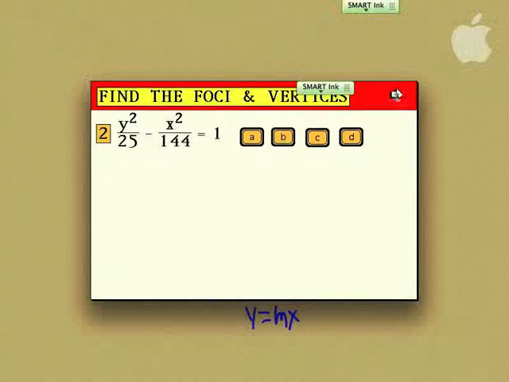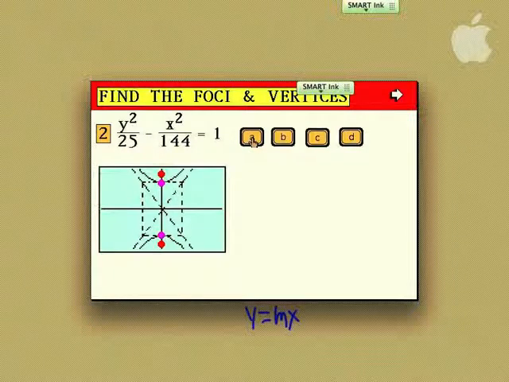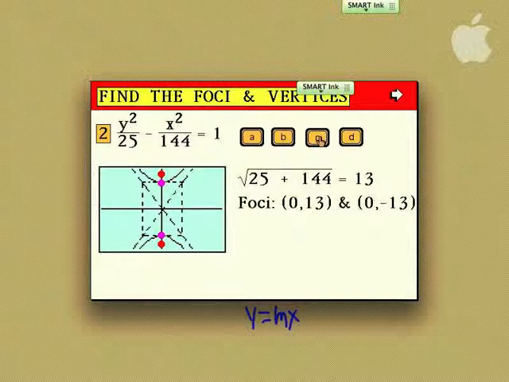Let's try another one. This hyperbola is opening up and down. And you take those two bottom numbers, 25 and 144, add them and take the square root, you get 13. And so you're going to go up and down from the origin 13. So the foci would be 0, 13 and 0, minus 13. Now to find the purple points, which are the vertices, you notice that you're going to have to go up and down from the origin 5. So it's going to be 0, 5 and 0, negative 5.